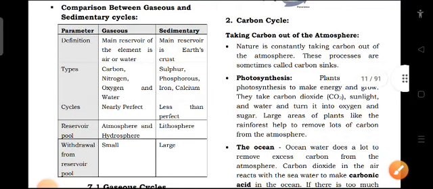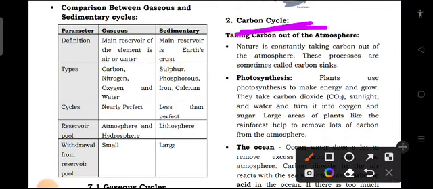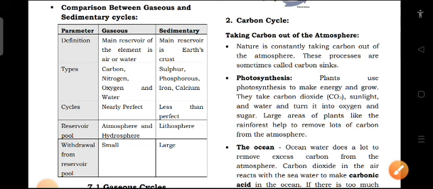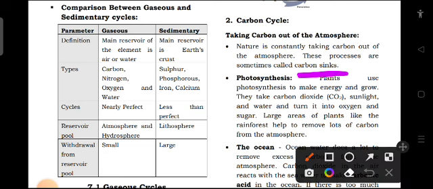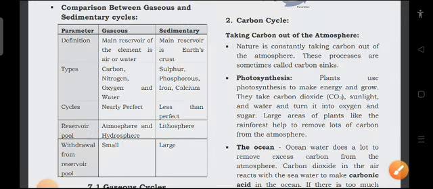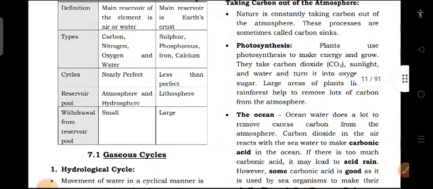In the carbon cycle, it is the taking of carbon out of the atmosphere. Nature is constantly taking carbon out of the atmosphere. These processes are sometimes called carbon sinks. First, through photosynthesis. Plants use photosynthesis to make energy and grow. They take carbon dioxide, sunlight and water and turn it into oxygen and sugar. Large areas of plants like the rainforest help to remove a lot of carbon from the atmosphere. So this is about photosynthesis.